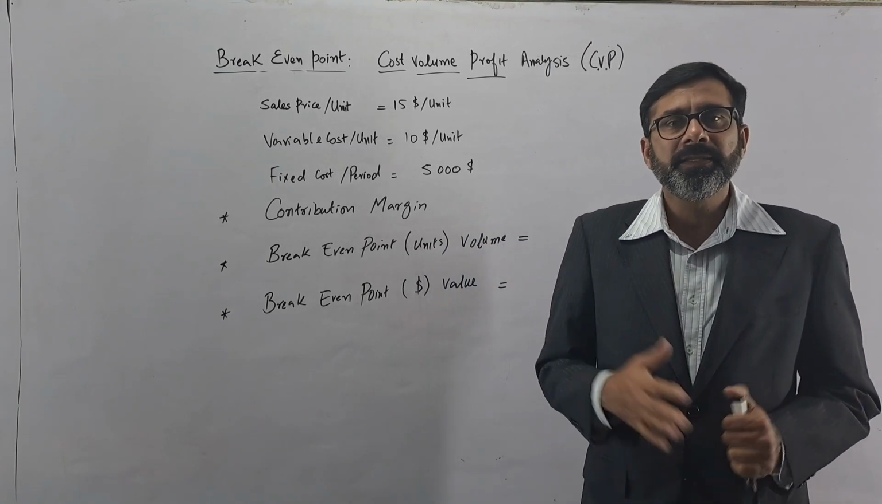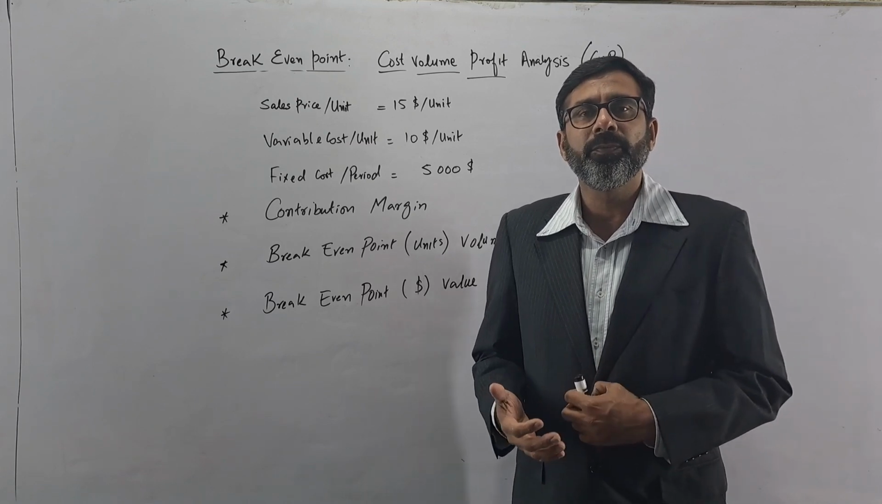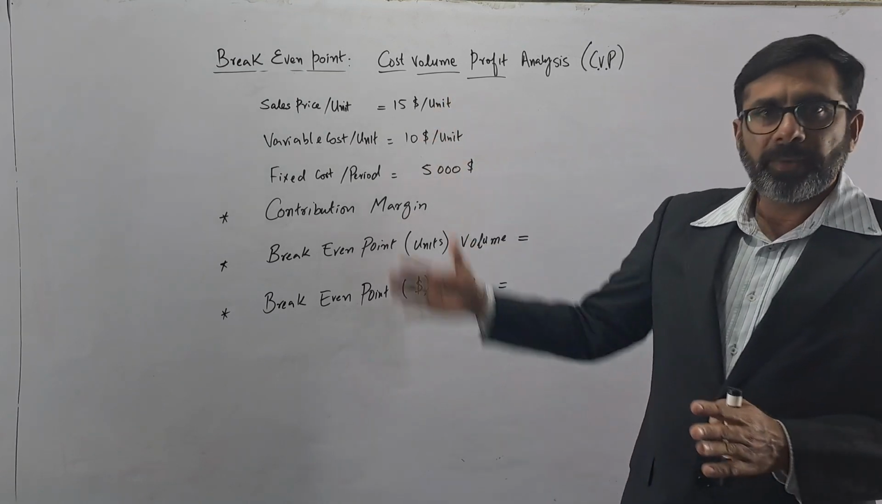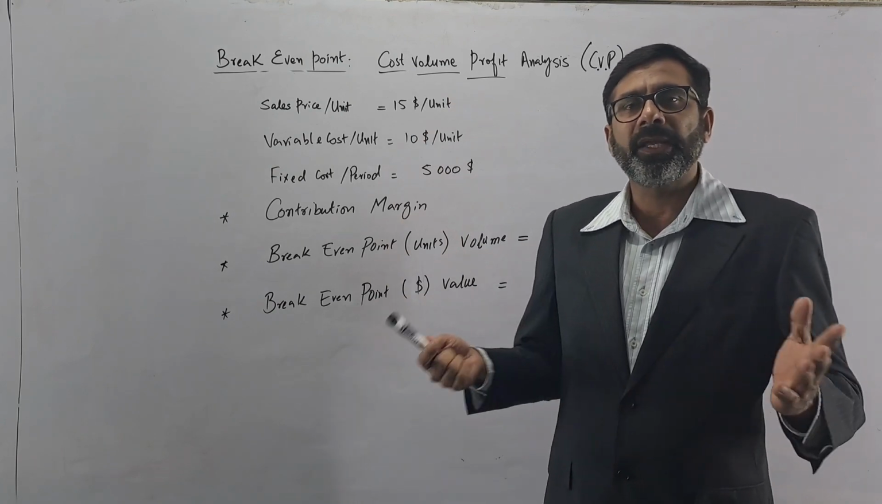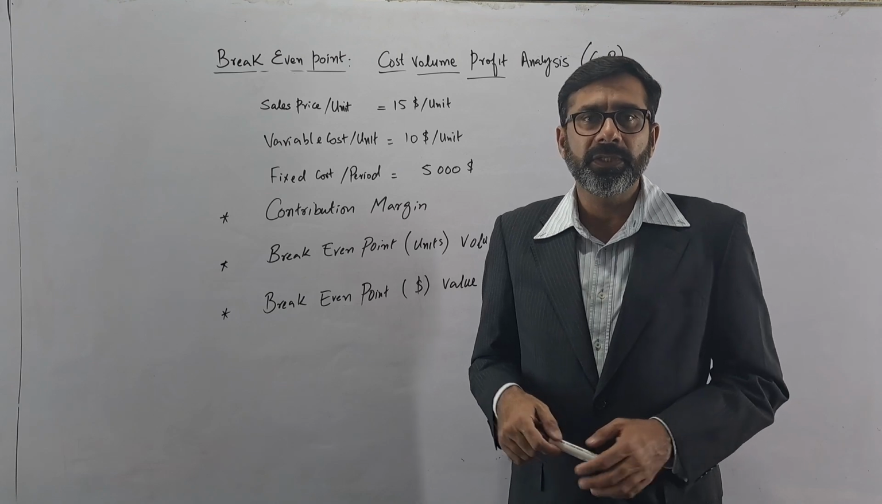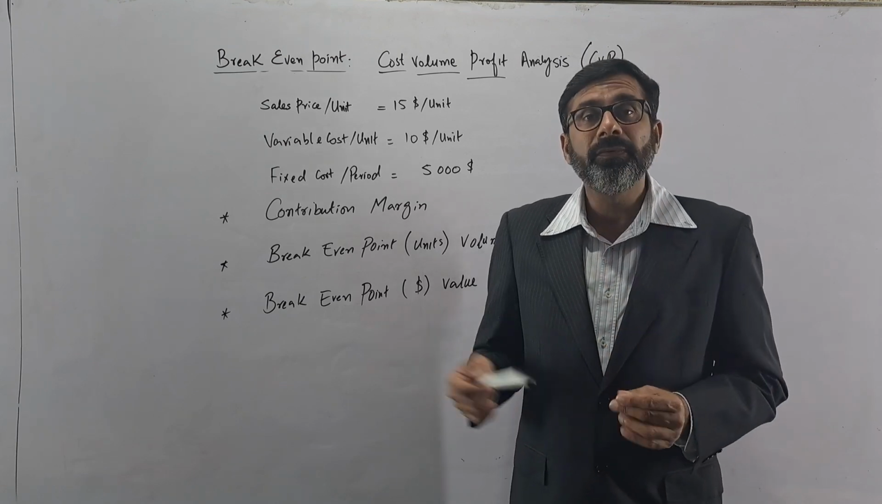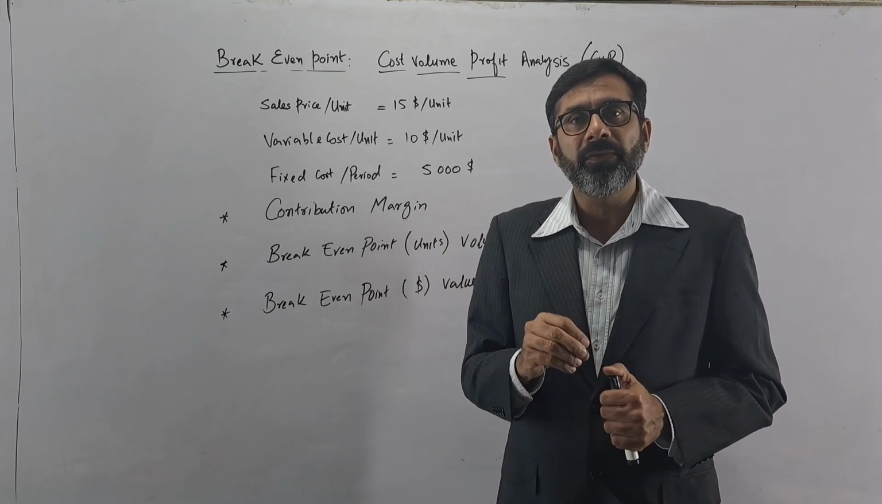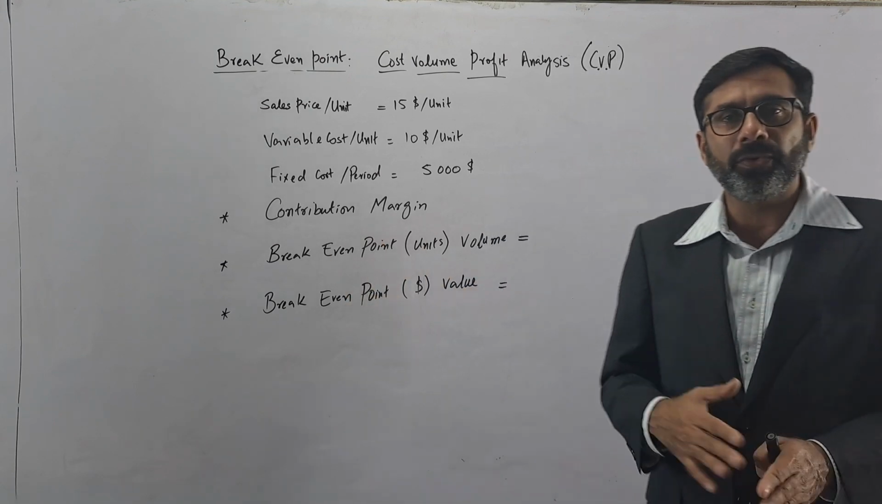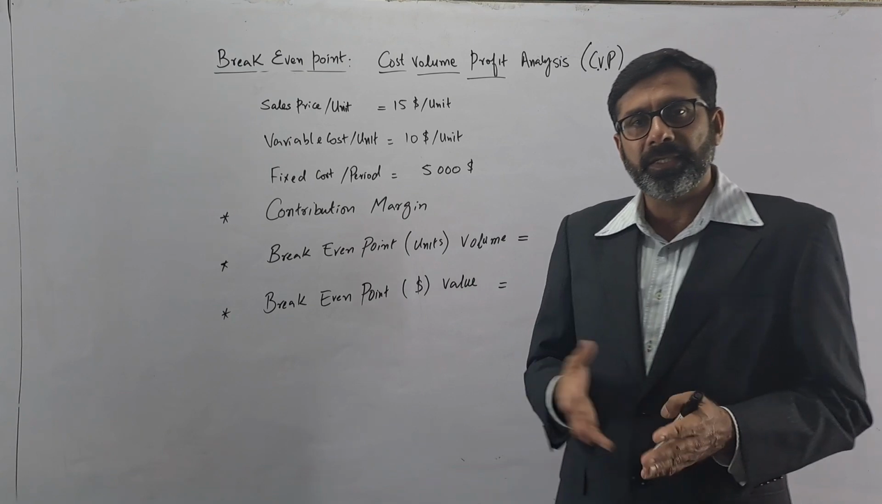We are discussing in this series of lectures the break-even point, the CVP analysis. Just a brief review: the break-even point is a point where the company is in a no profit, no loss situation. In the previous lecture, we discussed how the break-even point in number of units is calculated. We will continue the same example, but add some other things to it.